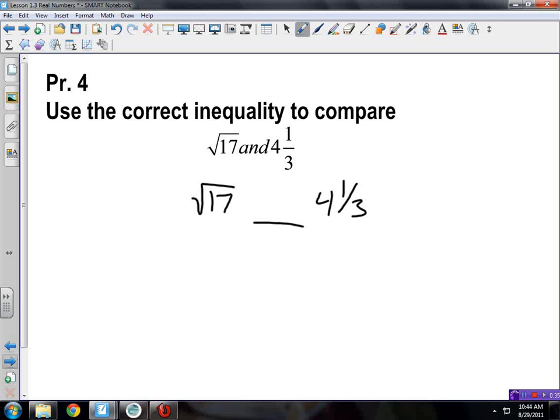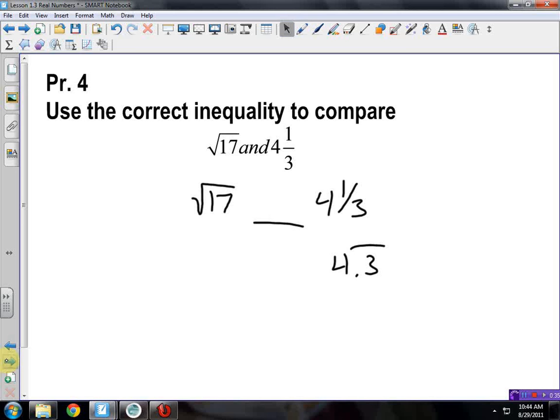Which one's bigger? Now, what would make it really easy to compare them? Use a calculator and make them decimals. So first off, what's 4 1/3 as a decimal? 4.3 repeating. What's square root of 17 as a decimal? It has to be 4 point something. So we know that's got to be 4 point something.